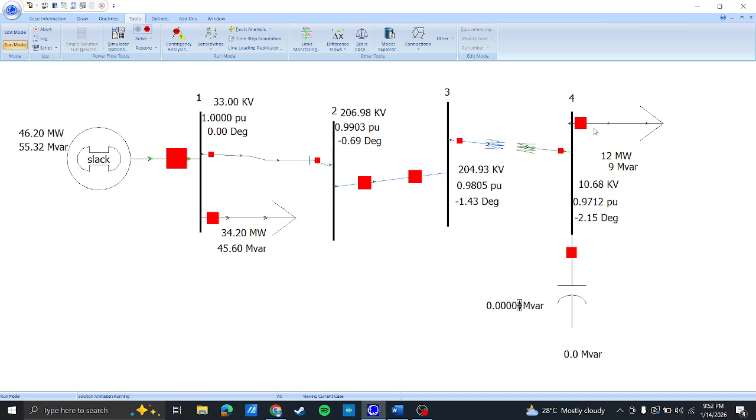So the load over here is 12 megawatt and 9 MVAR. And there is significant voltage drop since the power factor is not completely 1, which is 206.98 at bus 2, 204.93 at bus 3, and also 10.68 at bus 4.